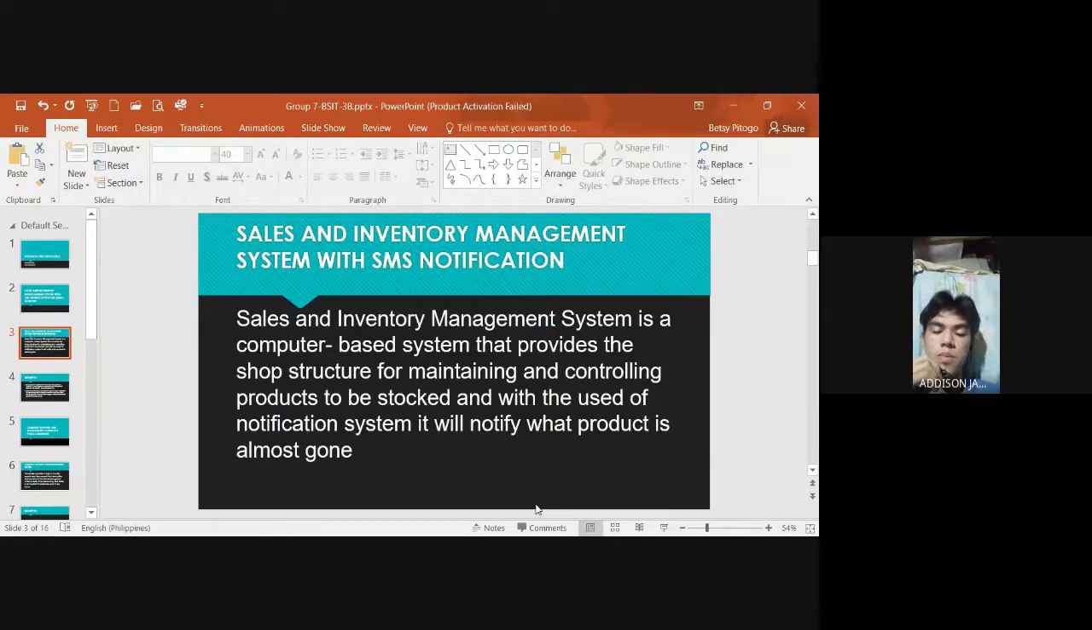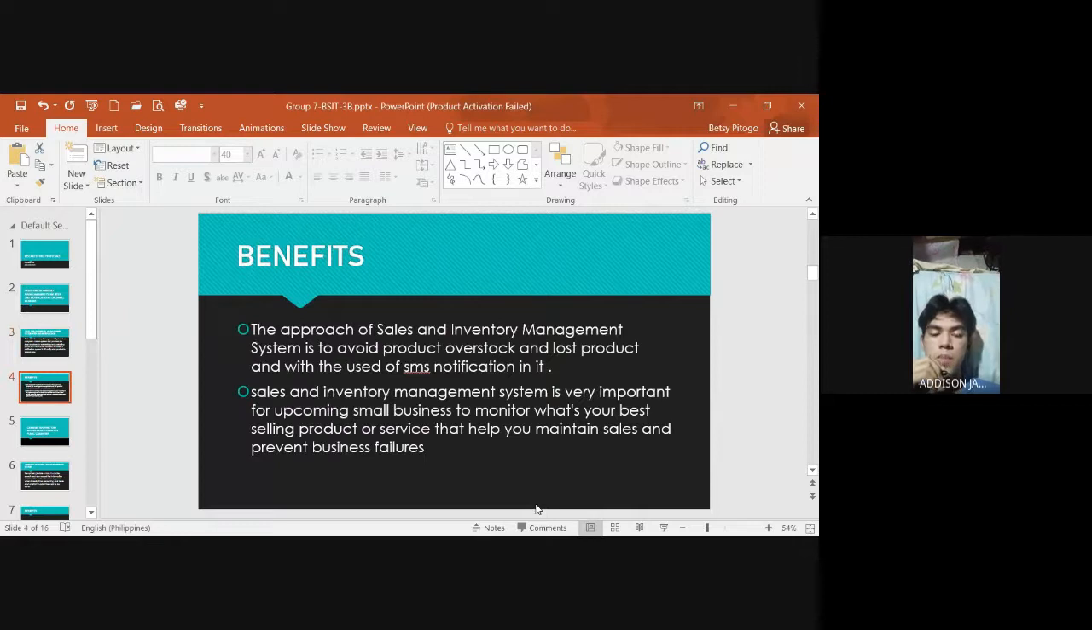The benefit of this approach of sales and inventory management system is to avoid product overstock and lost products with the use of SMS notification in it. A sales and inventory management system is very important for upcoming small businesses to monitor what's your best selling product or service, which helps you maintain sales and prevent business failures.